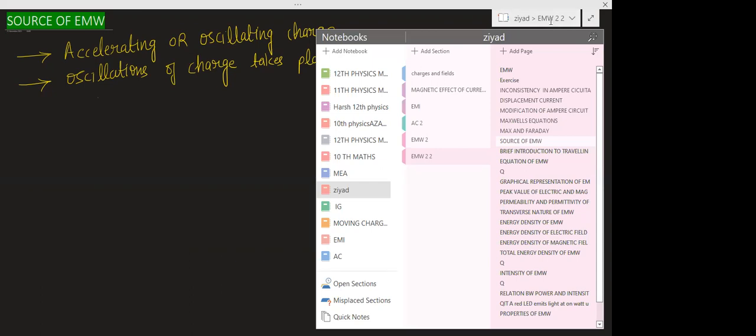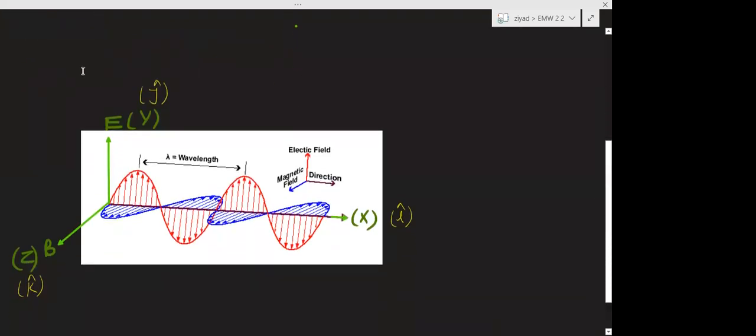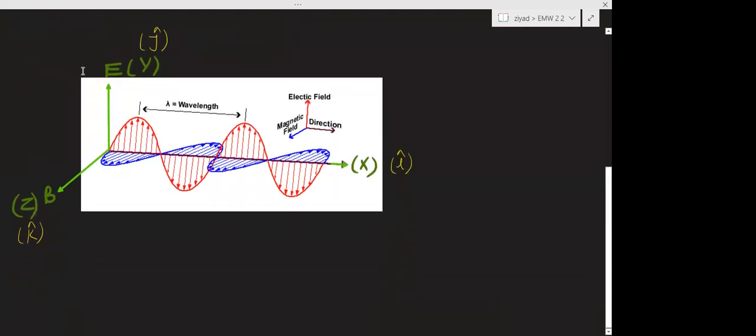Now see, I will show how there will be the electromagnetic wave. This will be the graphical representation of an electromagnetic wave. Basically, this is the y-axis, this axis is the x-axis, and this axis is the z-axis. The electric field is oscillating like this.